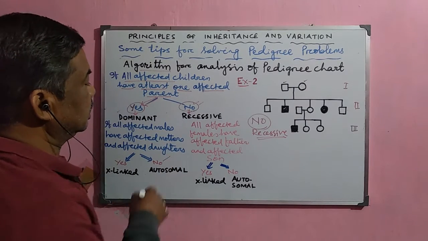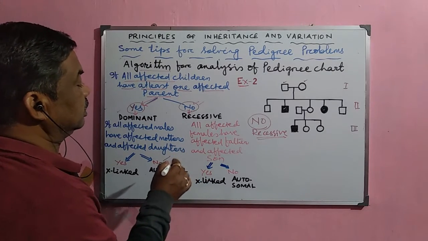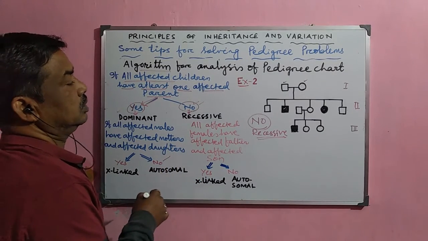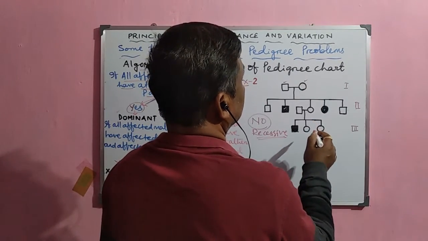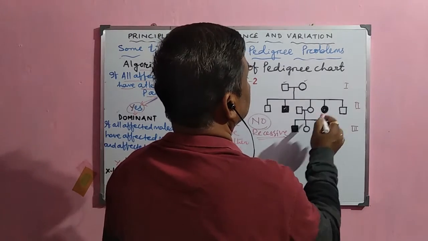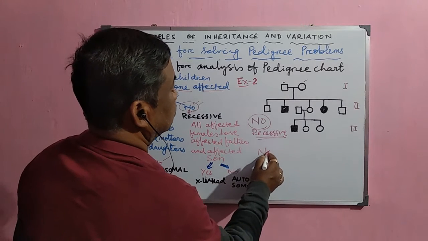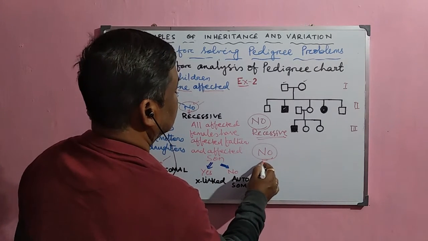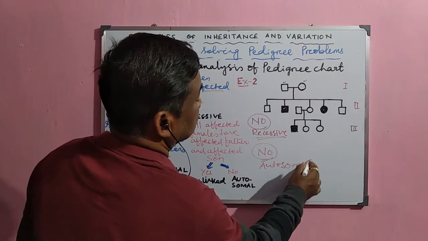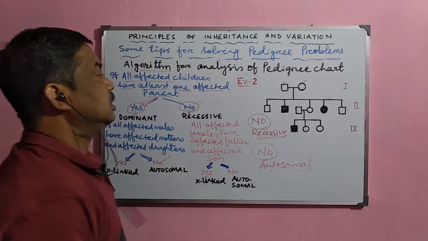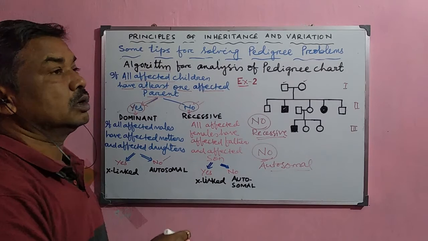Now in the next, all affected females have an affected father and affected son. Suppose this is the female and it does not have the affected father, and of course it is in the second generation, it is not given. That is why it is no. So here both are no. So when it is no, then automatically it will be an autosomal case. So in this pedigree, it is an autosomal recessive trait which is responsible for this disorder.